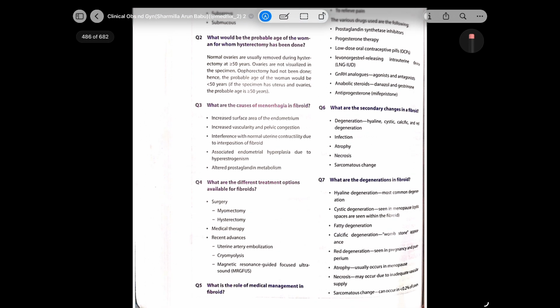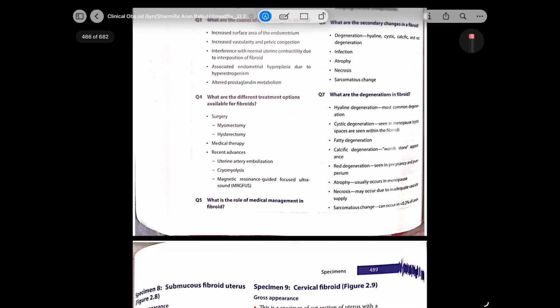What are the causes of menorrhagia in fibroid? Increased surface area of endometrium, increased vascularity and pelvic congestion. Interference with normal uterine contractility due to interposition of fibroid. Associated endometrial hyperplasia due to hyperestrogenism. Altered prostaglandin metabolism. What are the different treatment options available for fibroid? Surgery. In surgery there is myomectomy and hysterectomy. Then there is medical therapy. Recent advances? Uterine artery embolization, cryomyolysis, and magnetic resonance guided focused ultrasound, MRGFUS.